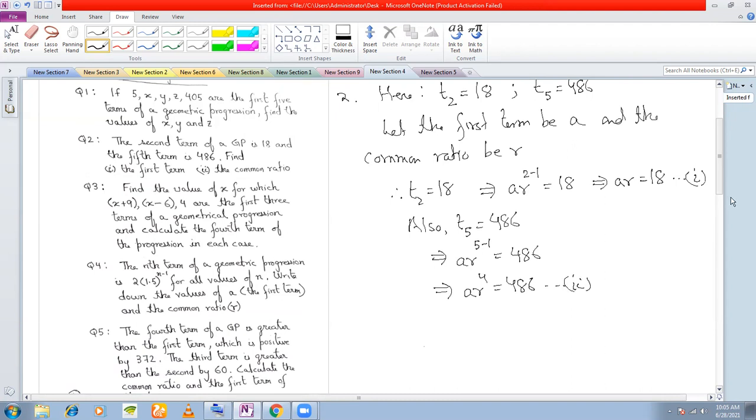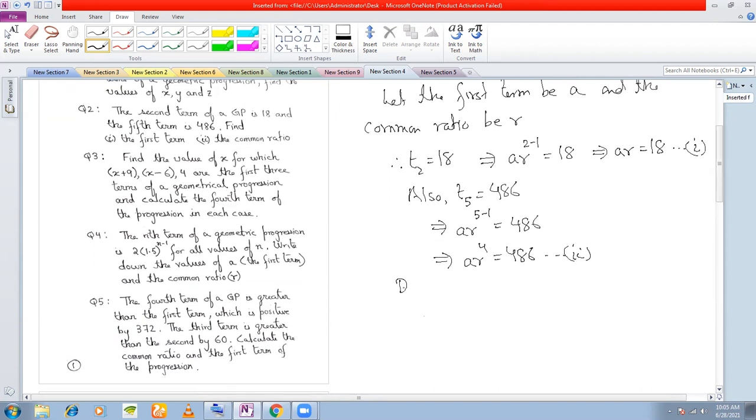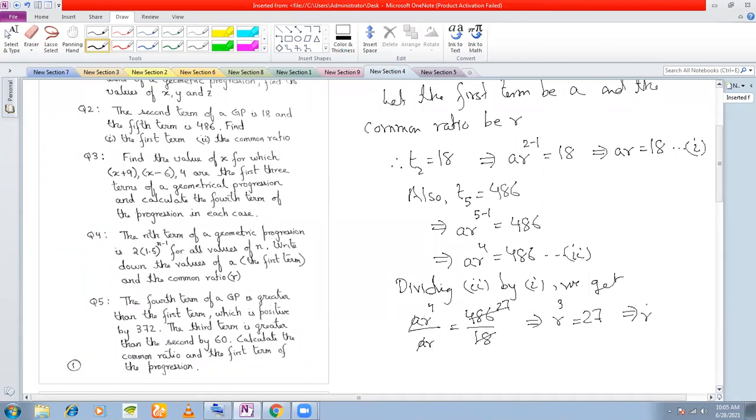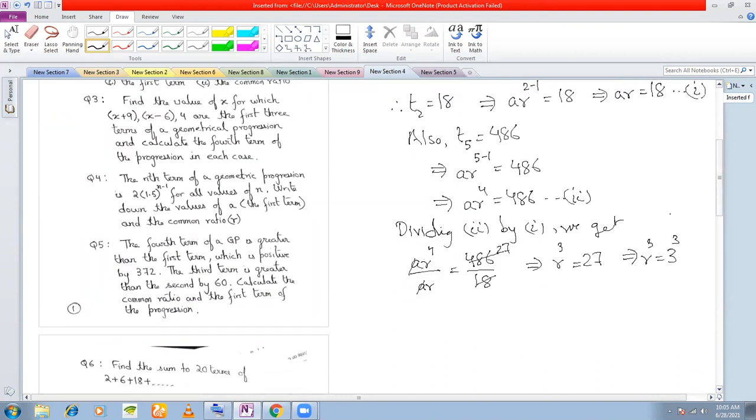We need to solve these two equations. How will you solve? Divide 2 by 1. A will cancel. AR to the power of 4 by AR is equal to 486 by 18. So here A and A will cancel. You will be left with R cube. 18 you can cancel here with 27. That means R cube is equal to 3 cube. That means R must be equal to 3. That's it. Okay, you've got the common ratio.